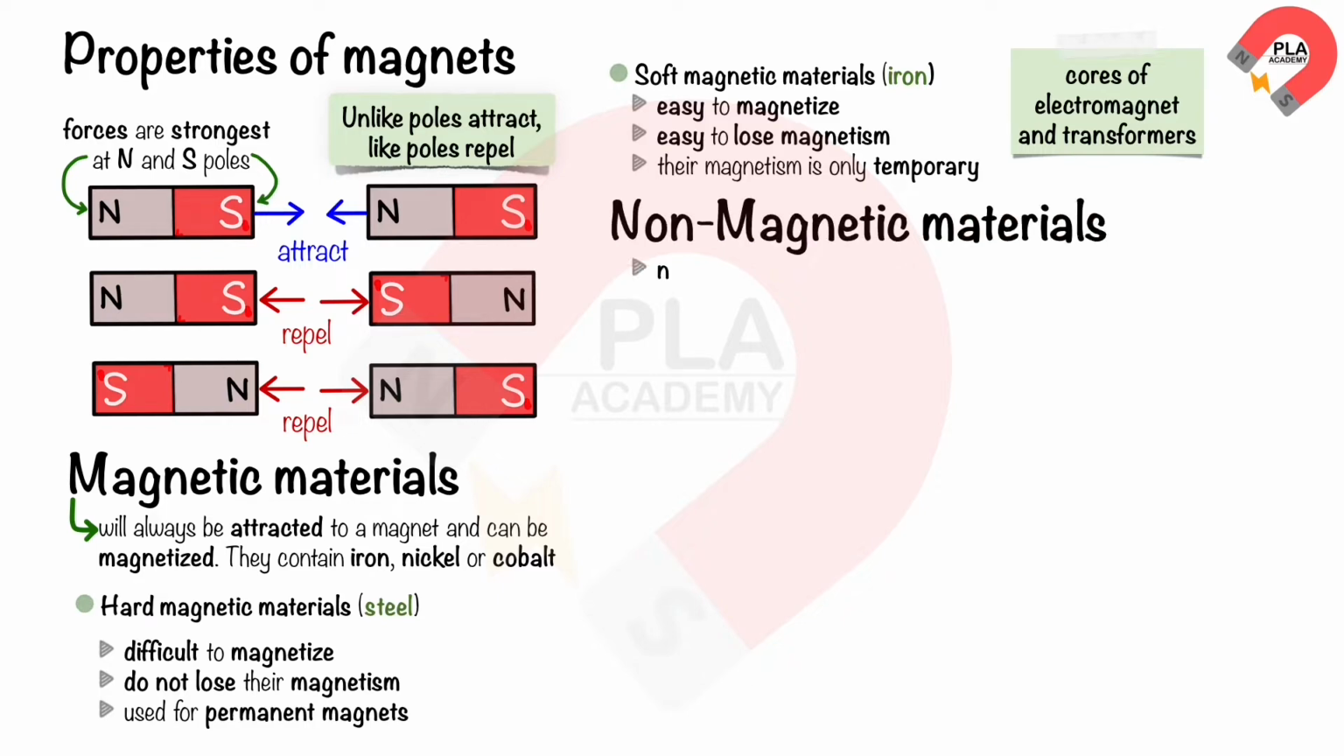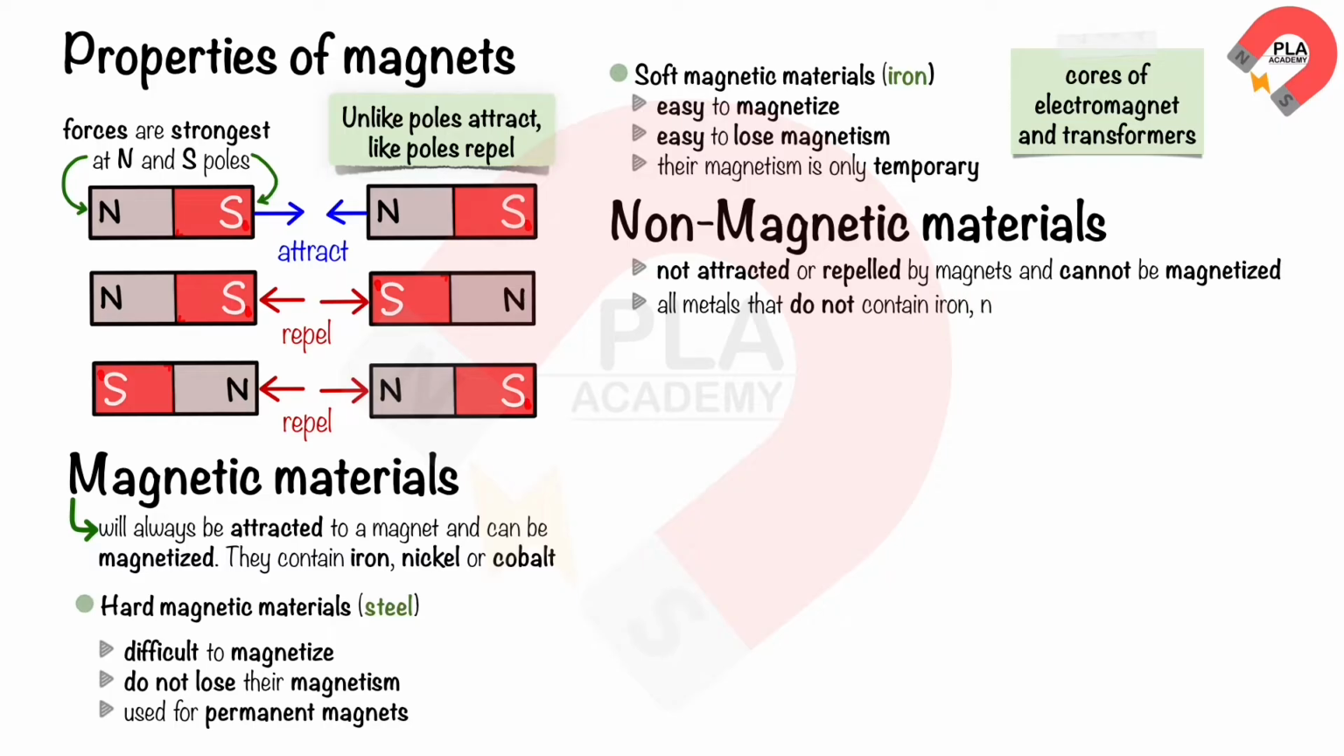Non-magnetic materials are not attracted or repelled by magnets, and cannot be magnetized. They include all metals that do not contain iron, nickel or cobalt, and all nonmetals.